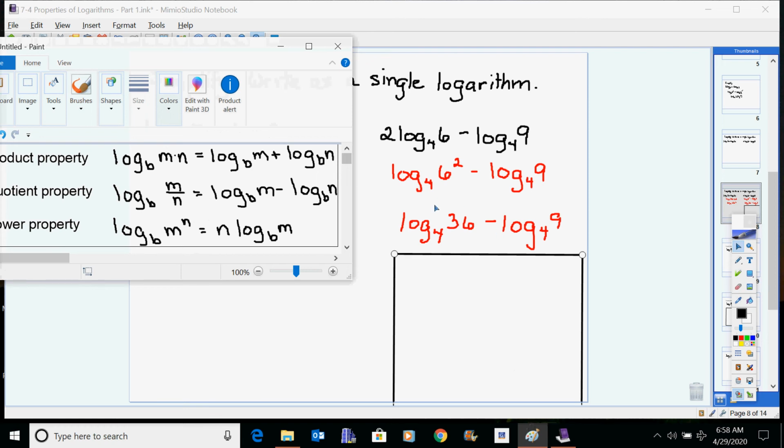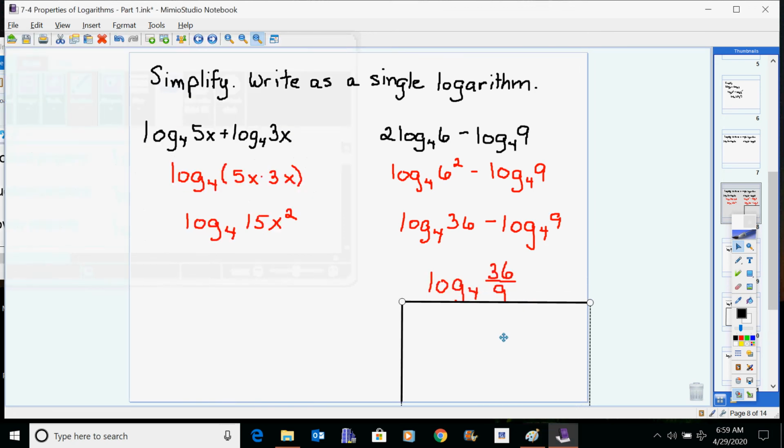We then have this minus. Okay, so you're matching up what it looks like. So the minus means that you have log base 4 of 36 over 9. Fits this pattern right here.